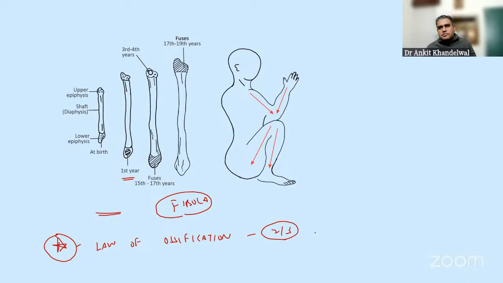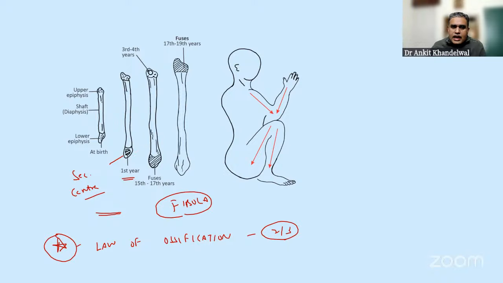Law of ossification. You have to draw some bones there: epiphysis, metaphysis, diaphysis. And there's a primary center of ossification. These are the secondary centers of ossification. Because a long bone has two ends, the two ends will have different times of appearance of the secondary center of ossification. So the center which appears first will be fused last.